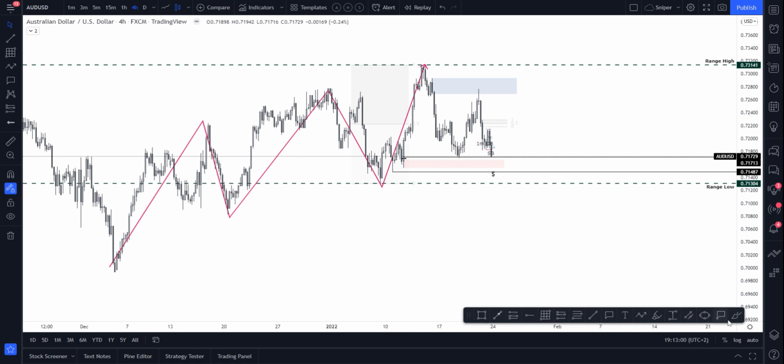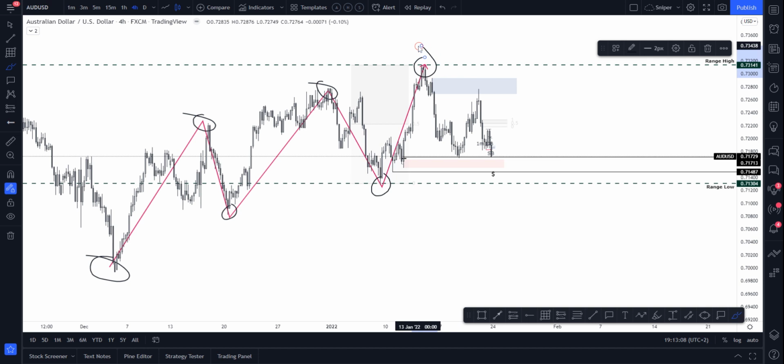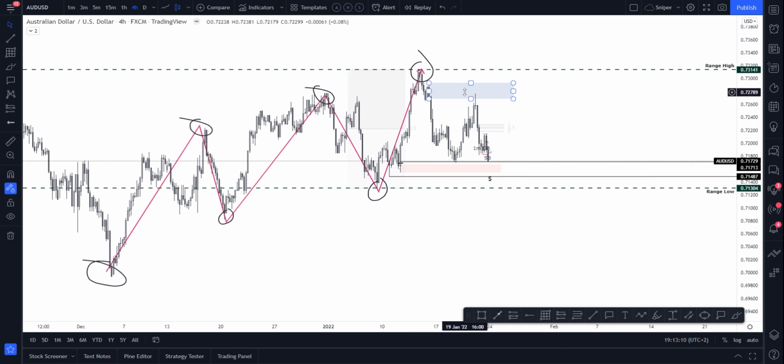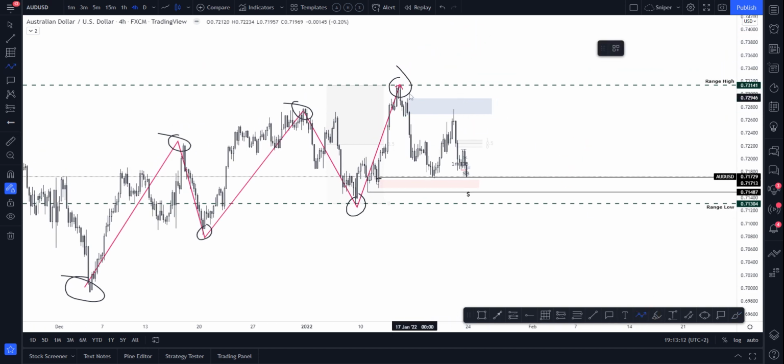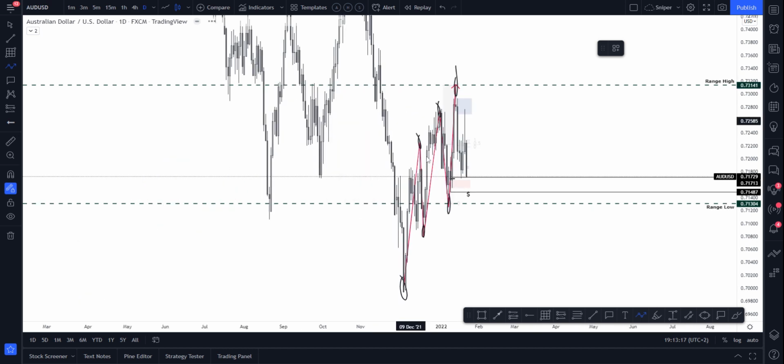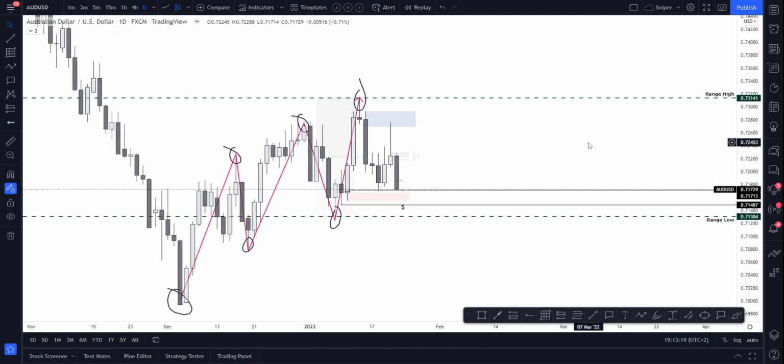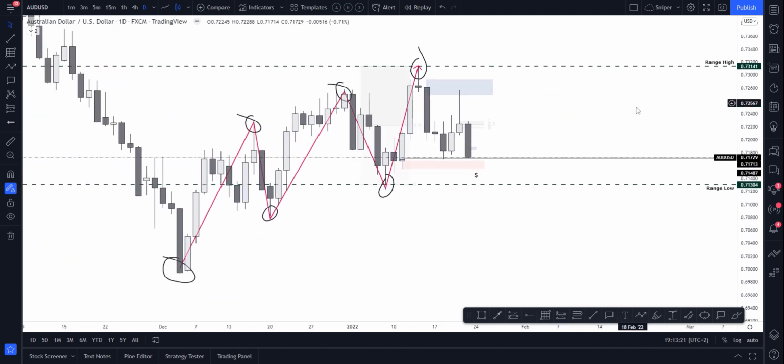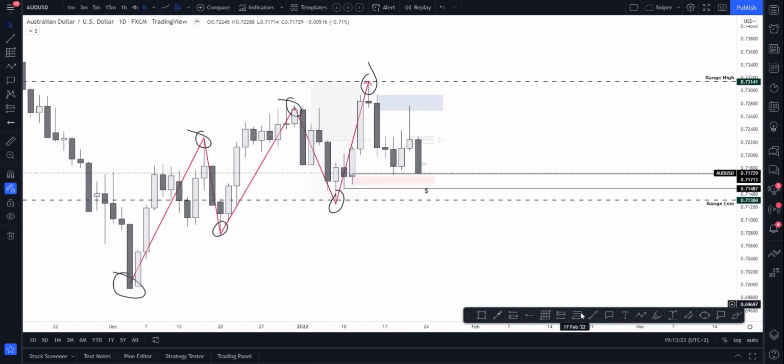So we can clearly see that there's a low. We made a higher high, higher low, higher high, higher low, and then a higher high. Now the trend technically is still bullish on the 4-hour, or the daily at least. If this is the daily time frame, it's clear to see our structure on the daily. So we have not yet broken this low. As long as we're above this low, we're still bullish.